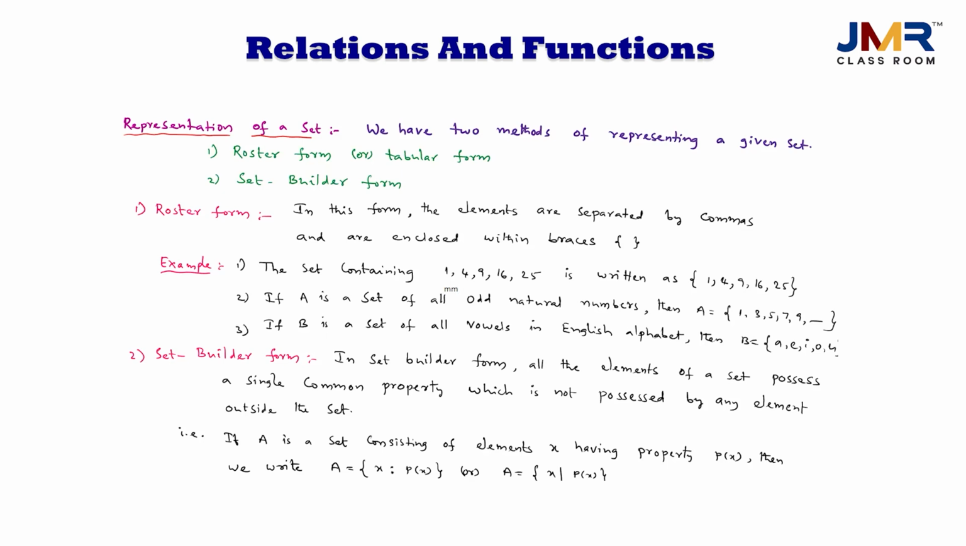Second one, A is a set of all odd natural numbers. Then we can write A = {1, 3, 5, 7, 9, and so on}. Here 1, 3, 5, 7, 9, all these are called odd natural numbers. If B is the set of all vowels in the English alphabet, then B = {A, E, I, O, U}.